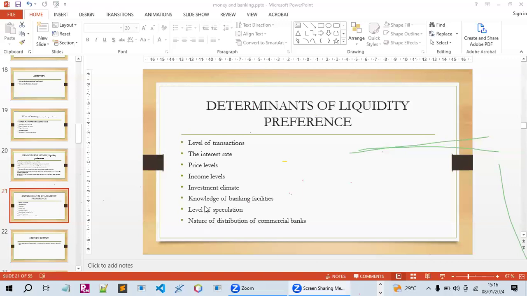Now for the investment climate, provision of investment incentives, for example, the subsidies or the tax holidays in an economy, leads to low liquidity preference as people invest their money in different economic activities to earn more profits. However, if there is limited provision of investment incentives, it leads to high liquidity preference.